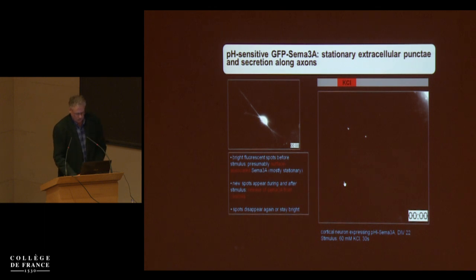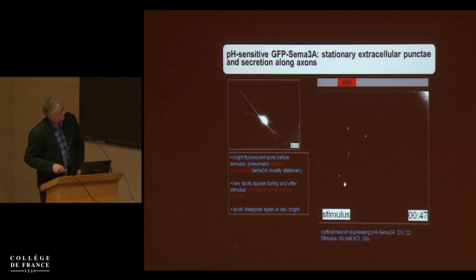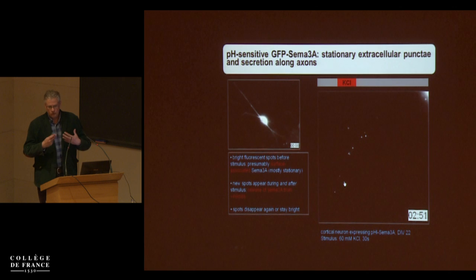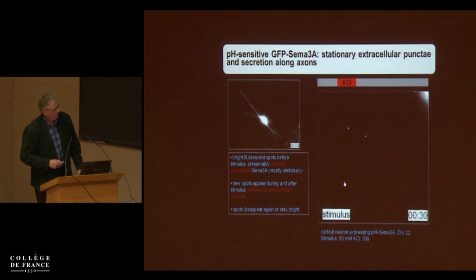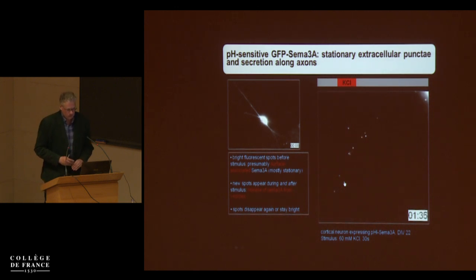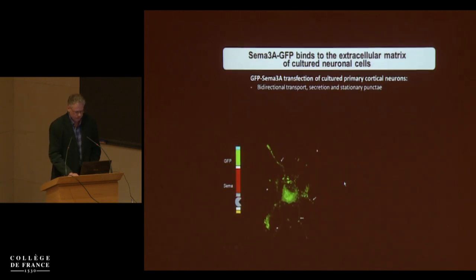And when you then stimulate these cells with KCl, you see other spots occurring. So these are intracellular vesicles that are acidic, and therefore you don't see the GFP SEMA3A, but when you give this KCl, when you depolarize the cells, the vesicles become more basic and SEMA3A becomes visible. So this really shows you that there is intracellular transport of semaphorin 3A, but that the protein is also secreted and that it may adhere to the outside of the cells.